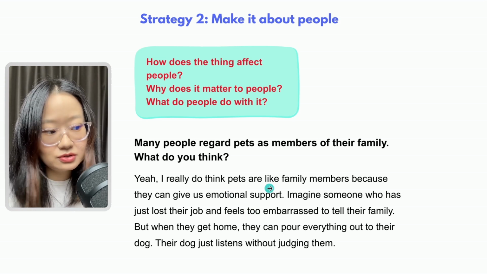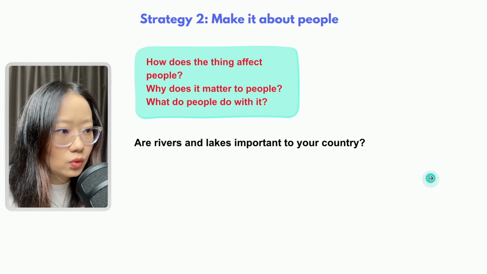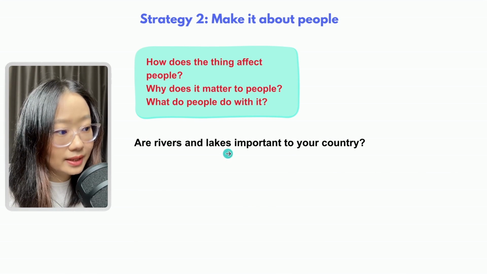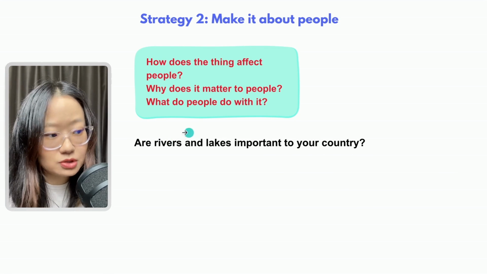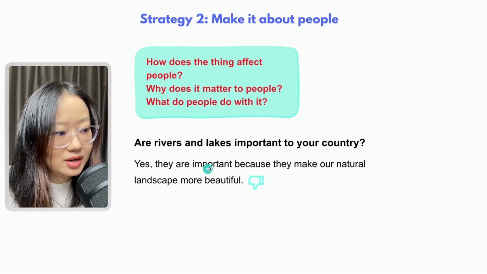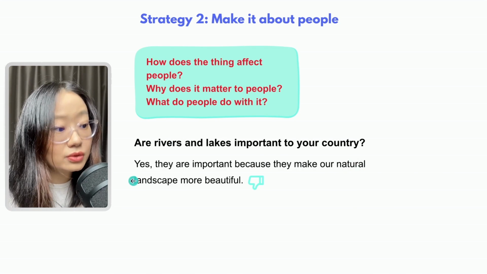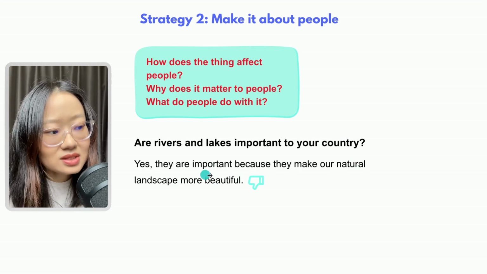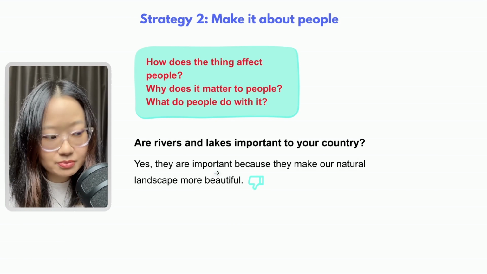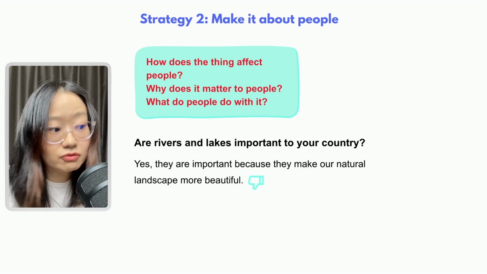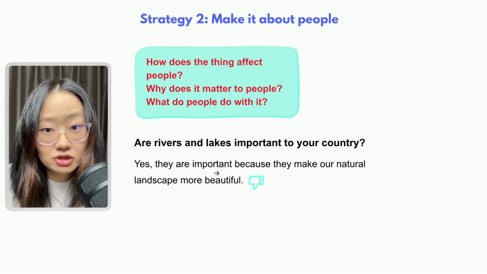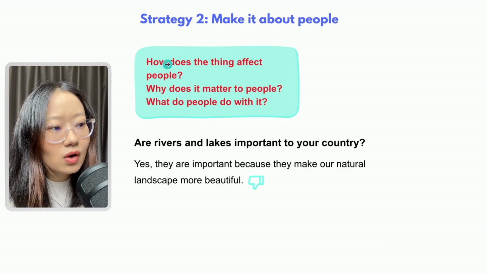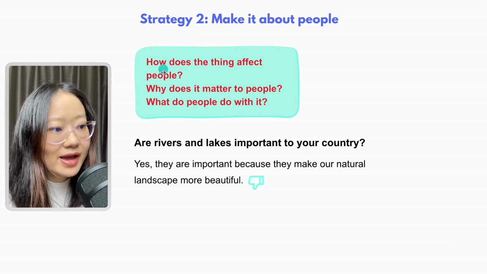These are just some ideas. Now, let me show you one more example. Are rivers and lakes important to your country? If we only describe rivers or lakes, we may say they are important because they make our natural landscape more beautiful. This answer is very difficult to develop unless you have a lot of vocabulary for describing the beauty of lakes or rivers. Instead, we think about how rivers or lakes affect people.